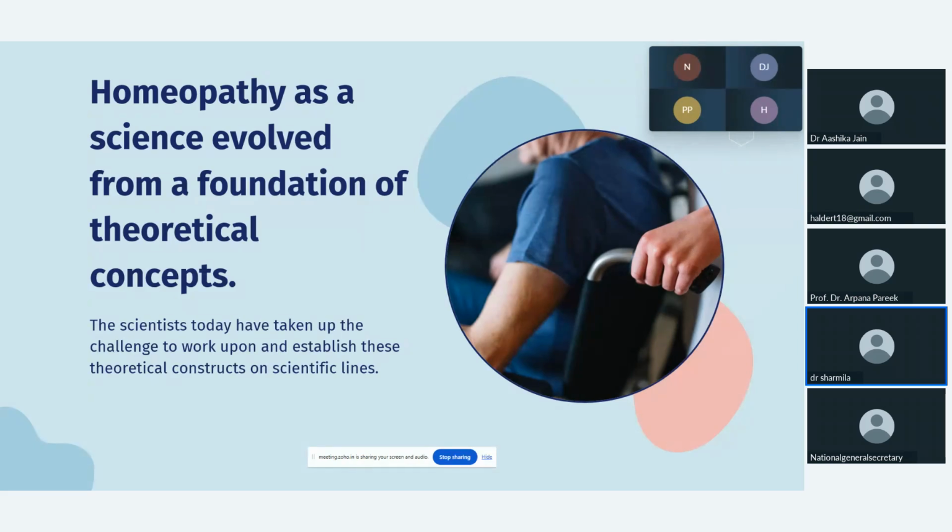Homeopathy, as a science, has evolved from a foundation of theoretical concepts. So now the scientists today have taken up the challenge to work upon and establish these theoretical concepts on a scientific line.